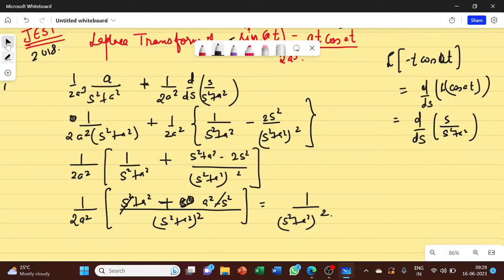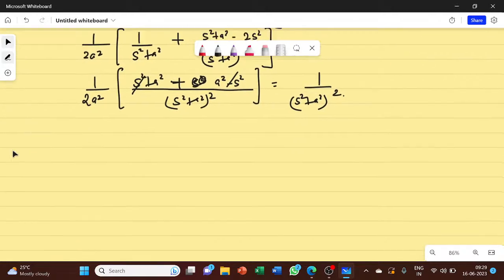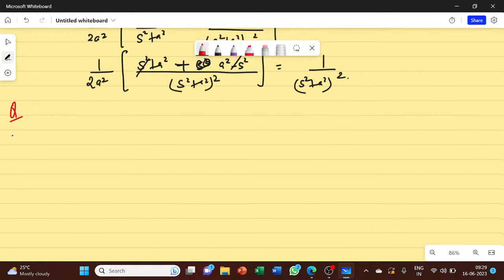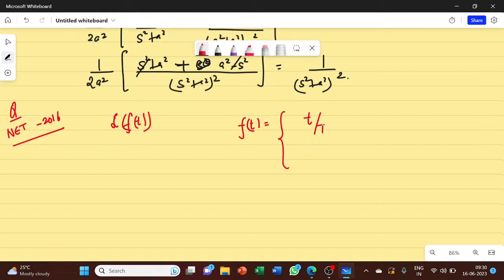Okay, now let us do another question which has been asked in the NET exam, NET 2016. It was asked what is the Laplace transform of your f(t), where your f(t) was equal to t upon capital T, and whenever your t is greater than capital T, then it is equal to 1. Now you need to find the Laplace transform of this particular function. This is what was asked in the NET exam.